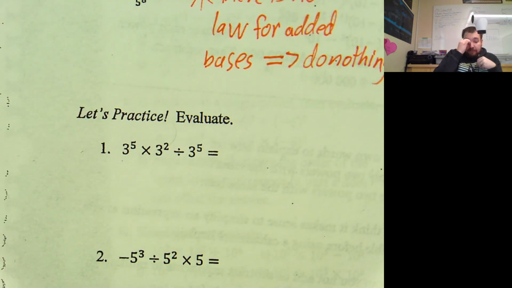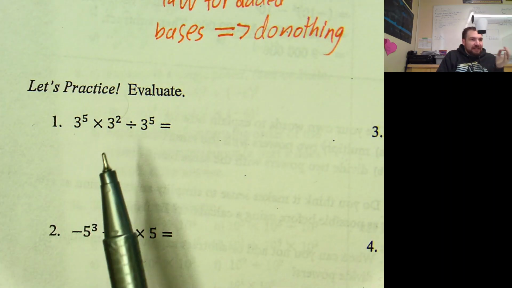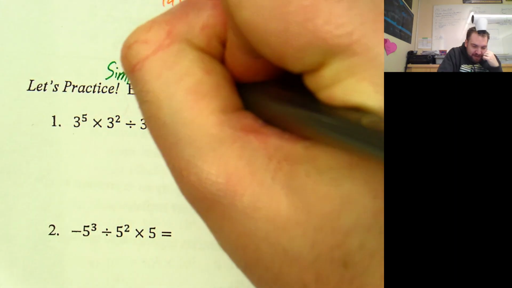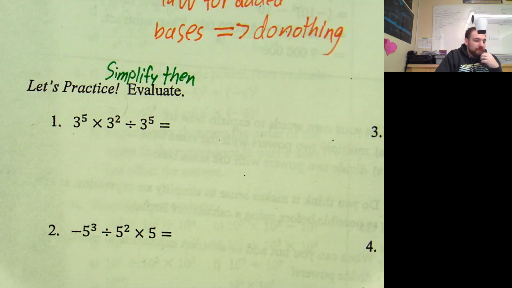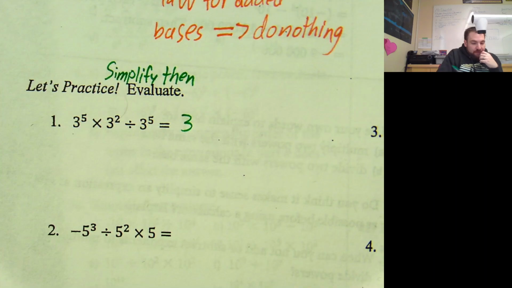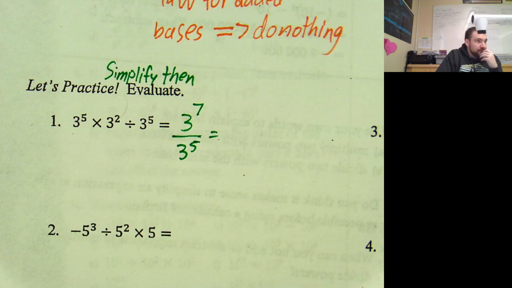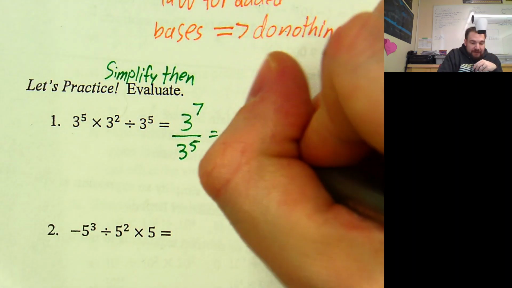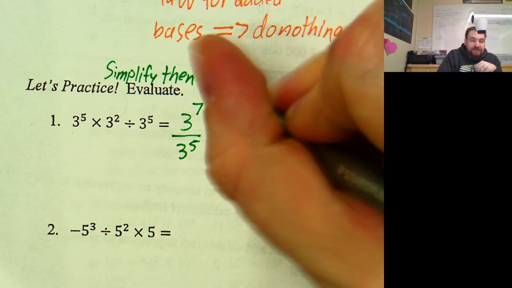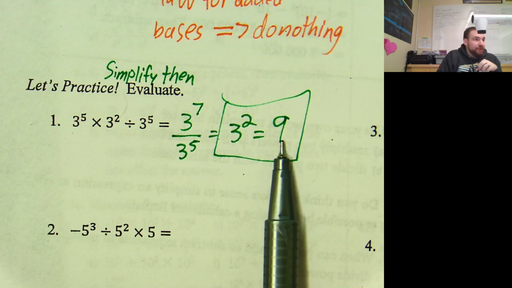Number 7. Questions like number 7, when they say evaluate, the first thing they want you to do is always simplify, then evaluate. So write it as an exponent. It'll be 3 to the 7 over 3 to the 5, which is what? 3 to the power of 2, which is 9. So I want to see both of these pieces: a fully simplified and an evaluated version.